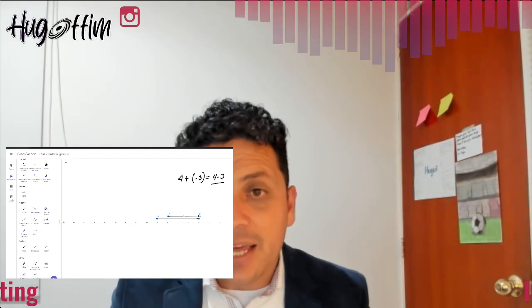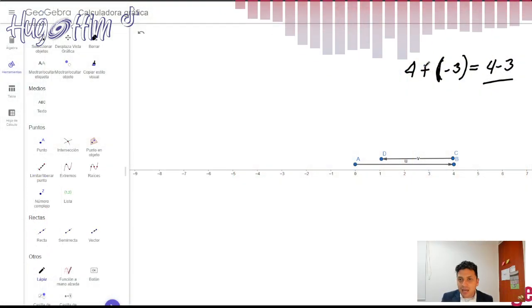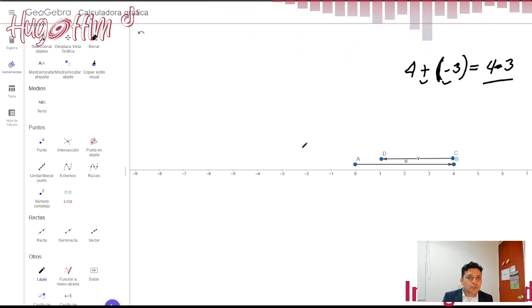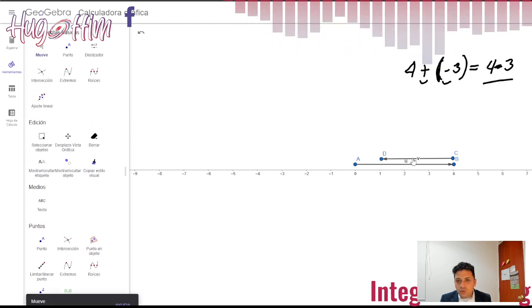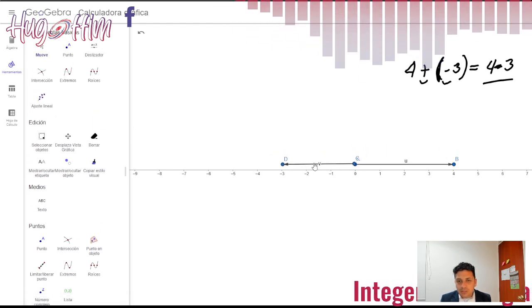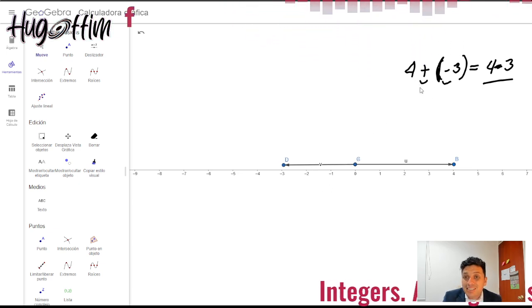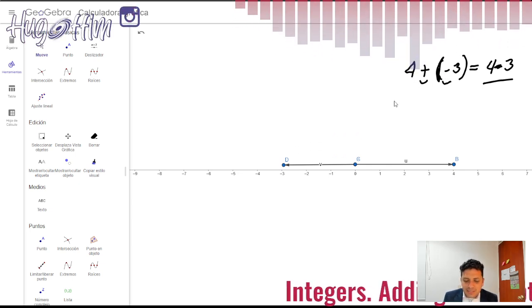Now, let's understand that this idea of adding the negative and subtracting the positive means that subtraction is the same as adding the opposite. Subtraction is just adding the opposite. So if I want to subtract a number, it's the same as adding the opposite. And in plain terms, what does this mean?